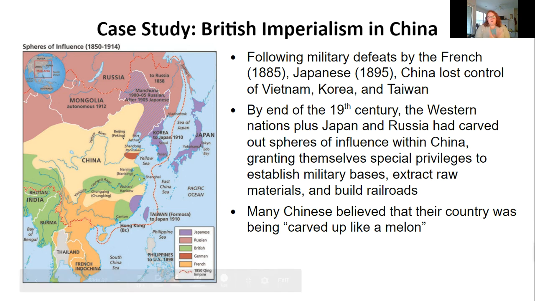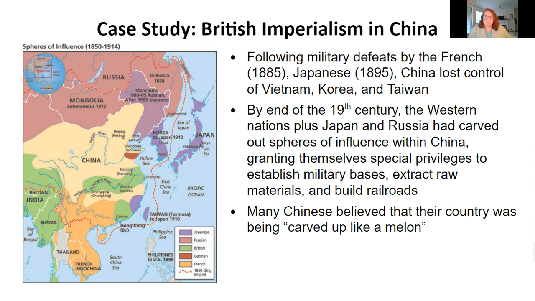So what I'm going to do is I am going to skip ahead and we are going to look even more at this case study. So following defeats by the French and the Japanese, China lost control of Vietnam, Korea, and Taiwan. By the end of the 19th century, Western nations plus Japan and Russia had carved out spheres of influence within China and basically granted themselves special privilege to establish military bases, extract raw materials, build railroads, build roads in particular, just basically do whatever they wanted to with Chinese land and Chinese property.